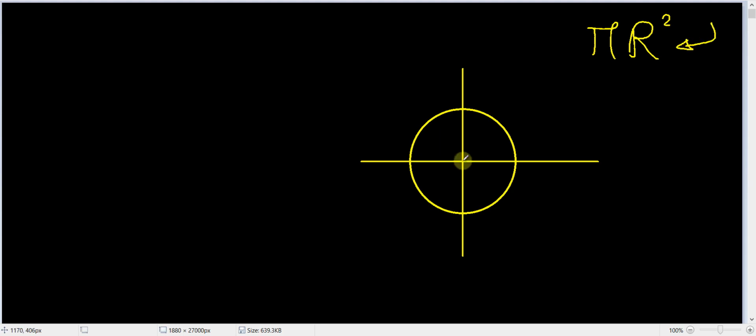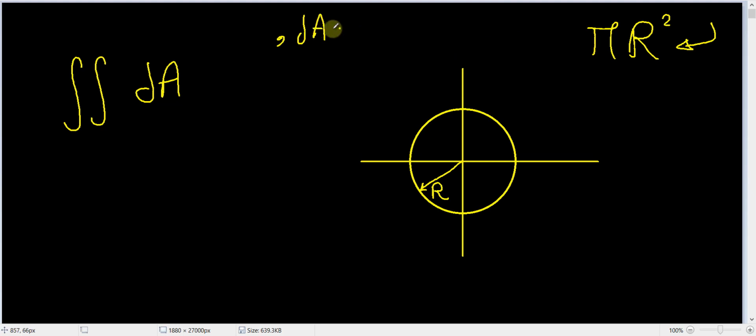So the radius of this circle is equal to r. Now using double integration, we know that the area is equal to some double integral of dA. First, I will evaluate this integral in the regular Cartesian coordinates, so I will choose dA to be equal to dx dy. So I am choosing little rectangular sub-areas or small areas like that, and then adding all of those areas until I cover the whole area of this circle.